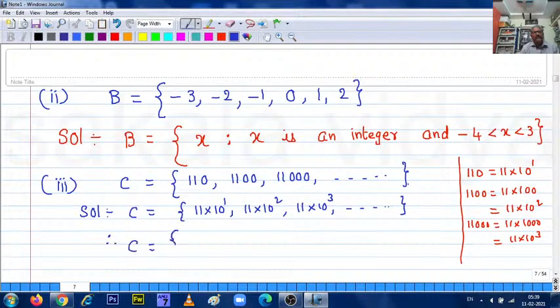So therefore we can write C is equal to x such that x is equal to 11 times 10 to the power of n, where in place of n we put 1, 2, 3 like that. N belongs to natural numbers, that's all. N belongs to natural numbers means n is equal to 1, 2, 3 and so on. If you put these, you will get the first number 110, second 1100, then 11,000 and so on.